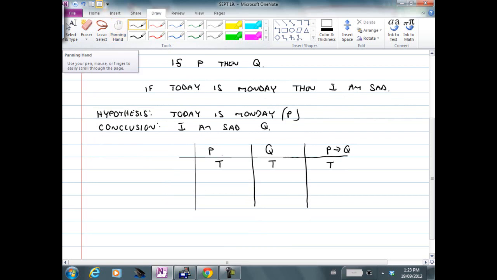What about this one? If today is not Monday and I am sad, fill this in. Is it true or false? False, false, true, false. This is a truth table. And I mentioned one thing about a truth table: there's only one line that will give you false. Last one? Second to last one? FF is true.